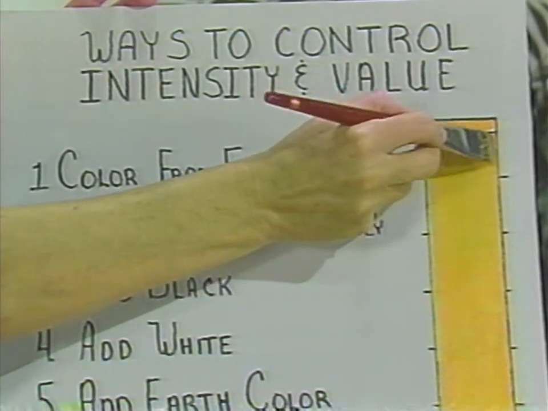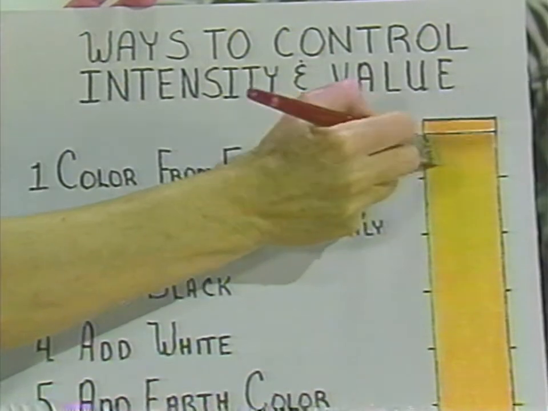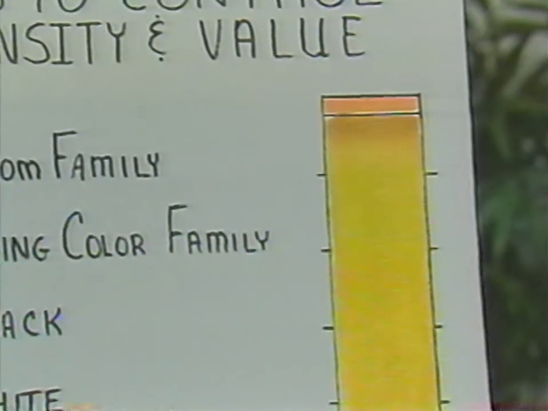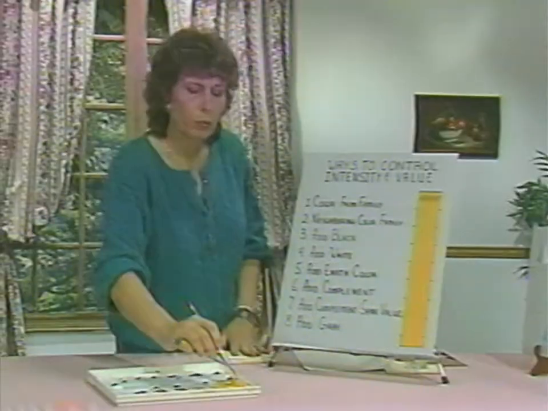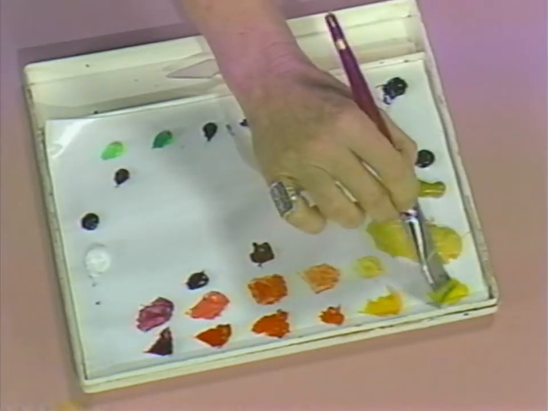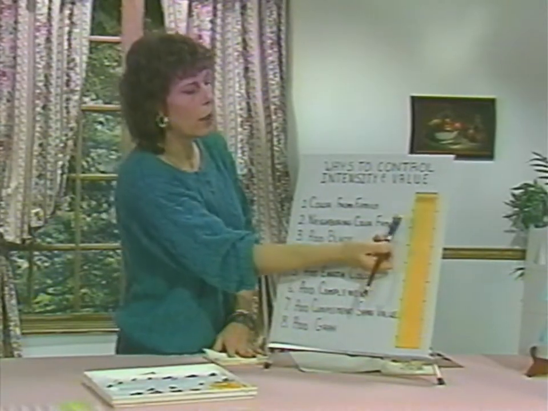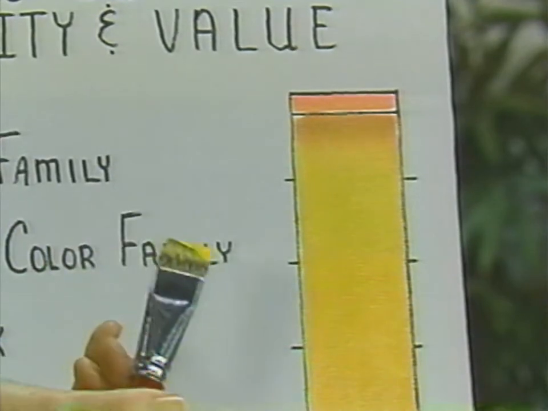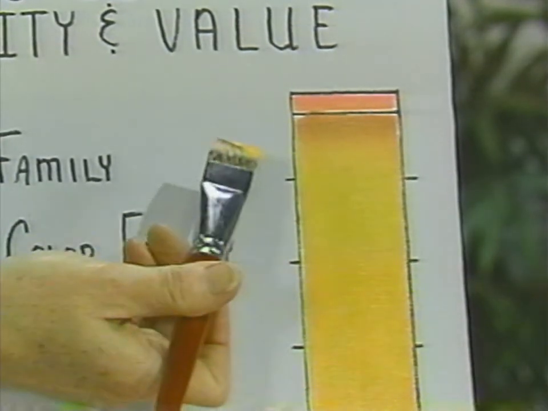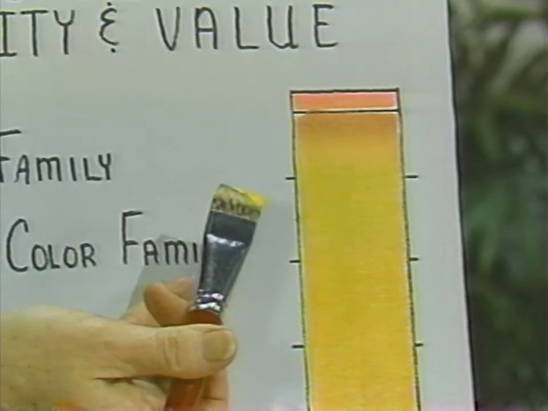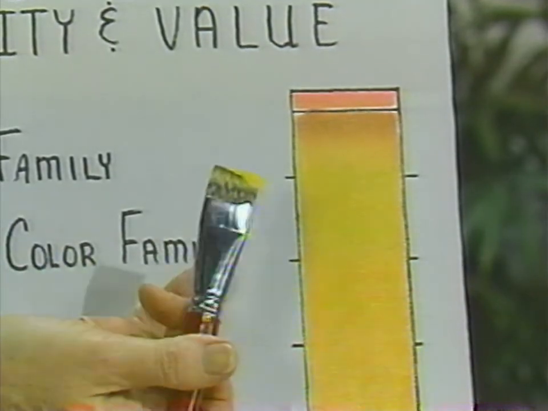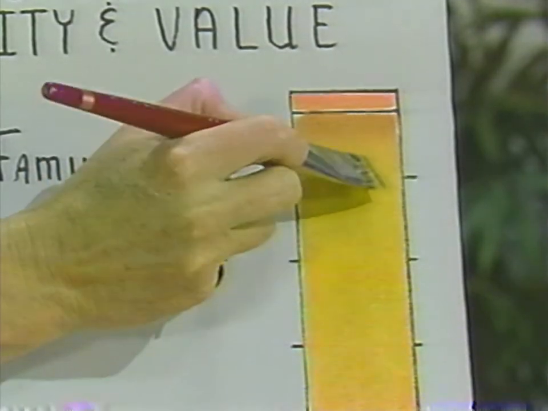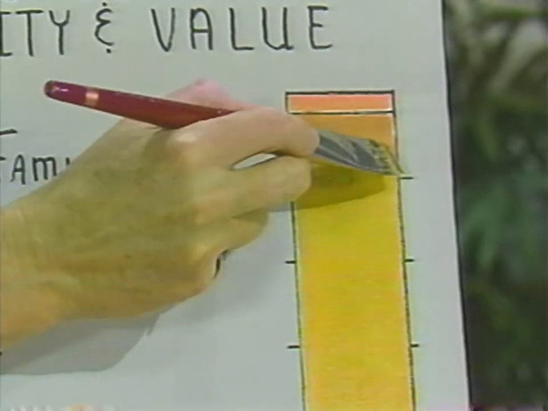Now, what would have happened if I had picked up a light value yellow? Something real light, such as the Cad Yellow Medium. I'll do this just in a little tiny area. I can look at that and say it's brighter. Remember that bright refers to intensity. Is it very much lighter? No, not really. It's almost equal in value. So what could I expect to have happen here? You're right. It's going to intensify the color somewhat.